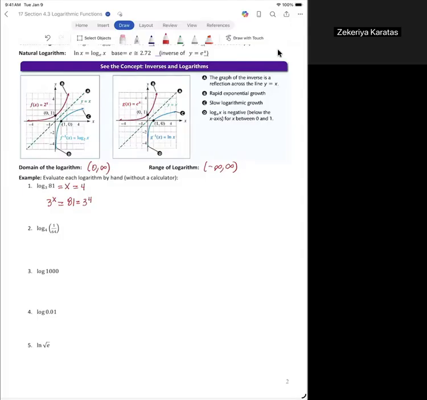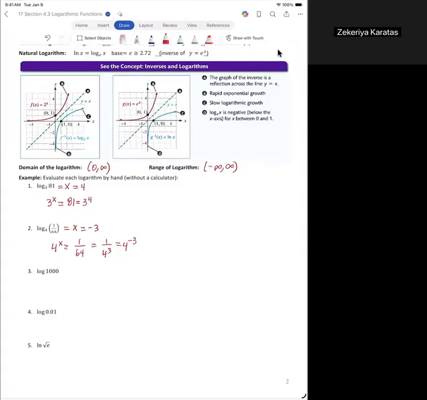Or look at the second one. Which power of 4 is 1 over 64? That's 1 over 4 to the 3, and that's 4 to the power negative 3. So the exponents must match, so x must be negative 3. So the negative 3 power of 4 gives you 1 over 64.